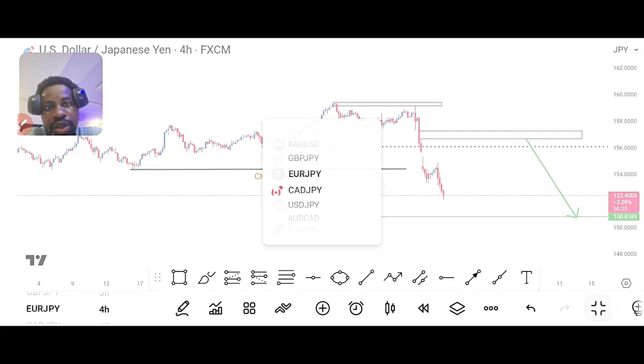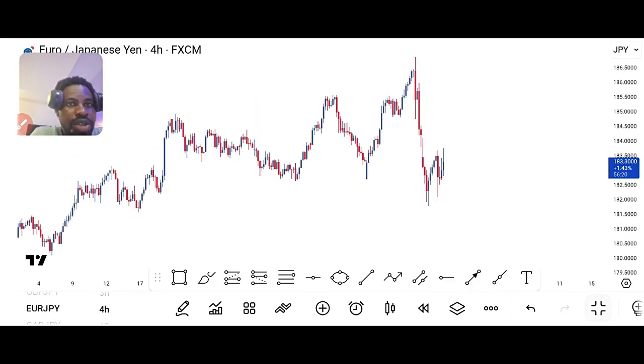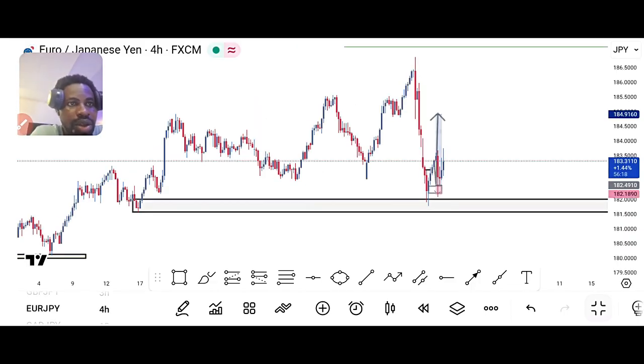All right, so that's just a brief analysis on USDJPY, and actually it's all on the JPY pairs as well. So if I go to EURJPY, let's see what EURJPY is saying. It's likely all the same thing. So let me just read this.